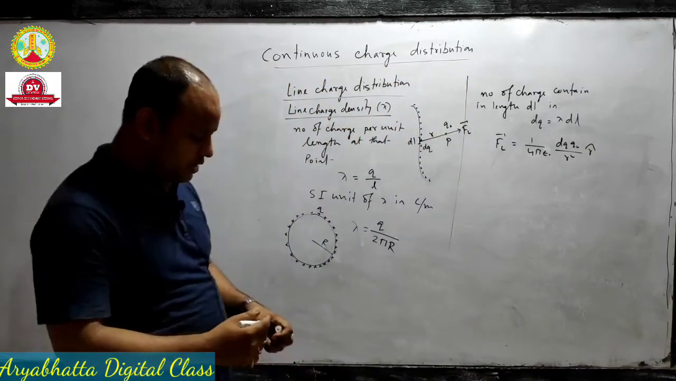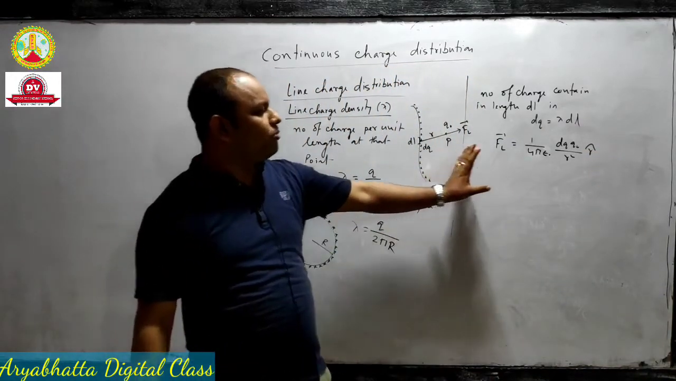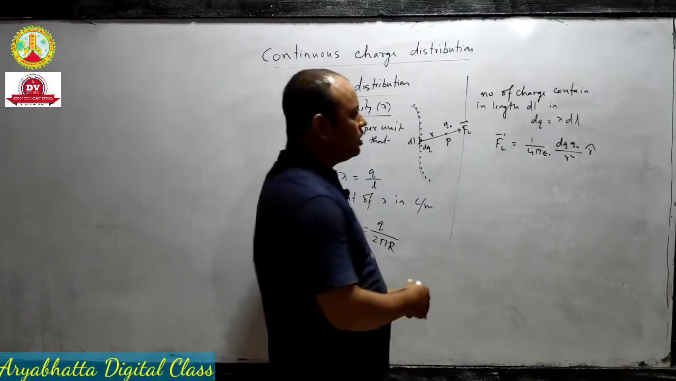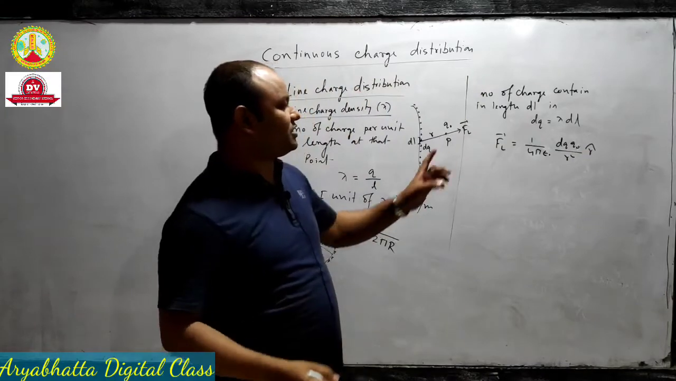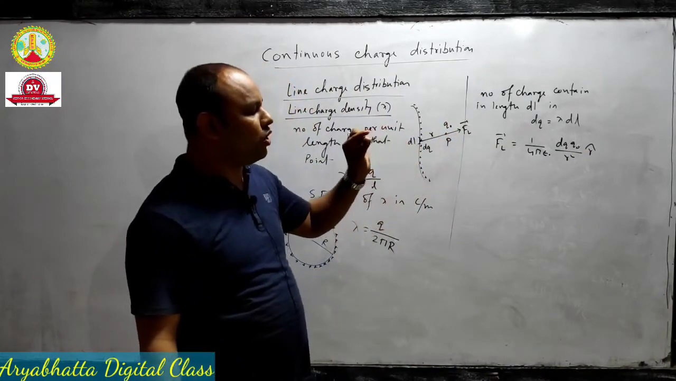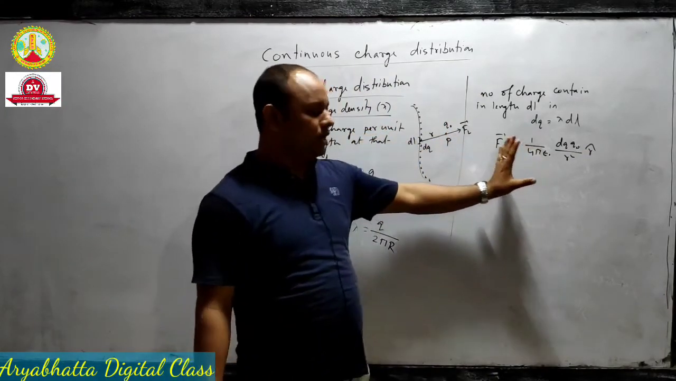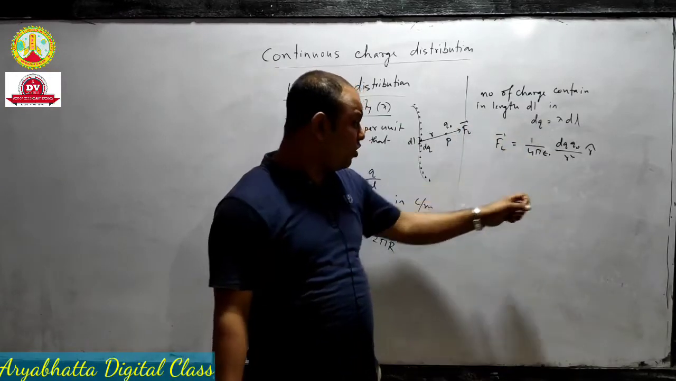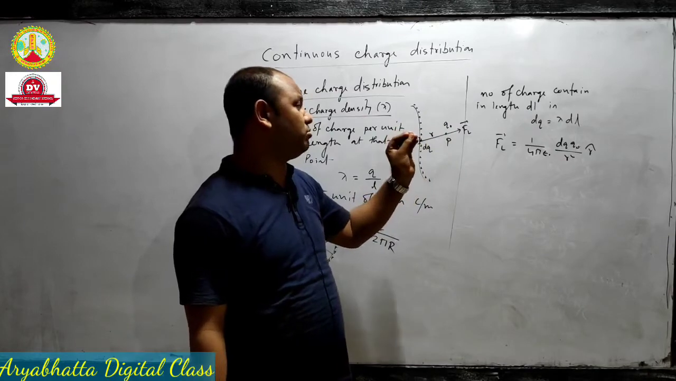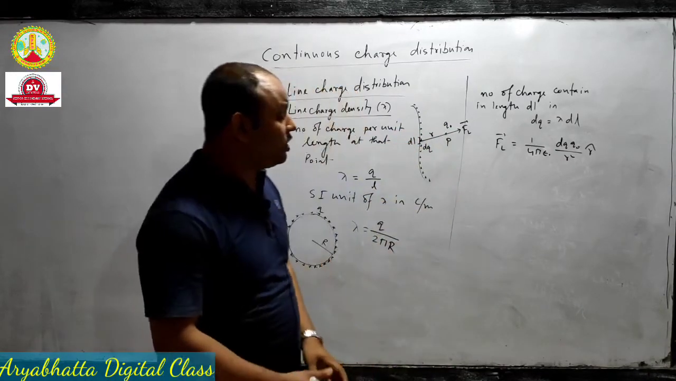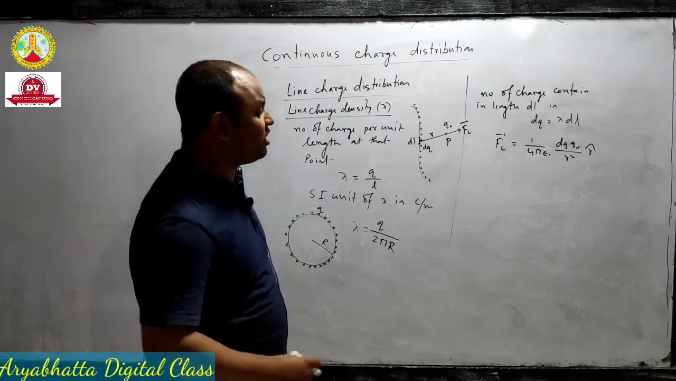Okay, this is what, from Coulomb's law, this is the force acting upon a test charge q naught due to a small element of charge dq. Okay, this is the force acting on a charge q naught due to a very small length element of charge dq. Then what will be the value of electric field at that point?